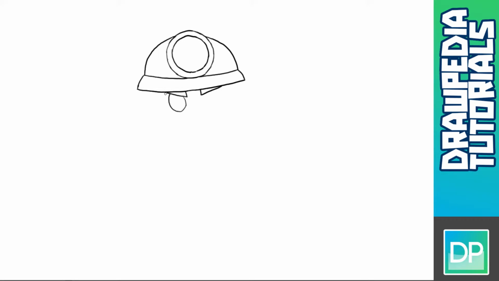And I'm gonna thicken this corner of the eye and here as well. And in the center of the eye on the right side, I'm gonna draw another oval for his pupil. I'm gonna draw the same thing on the right eye as well.